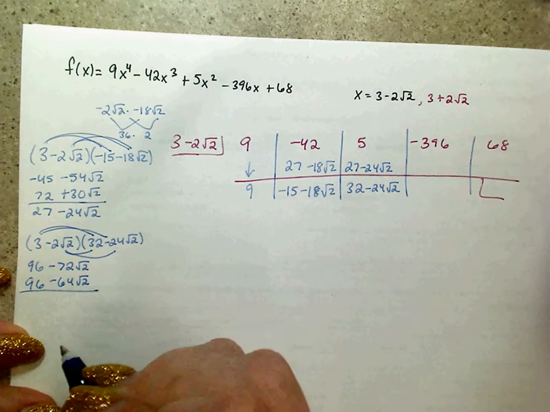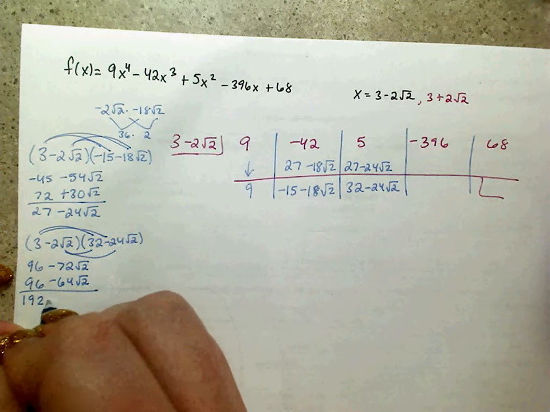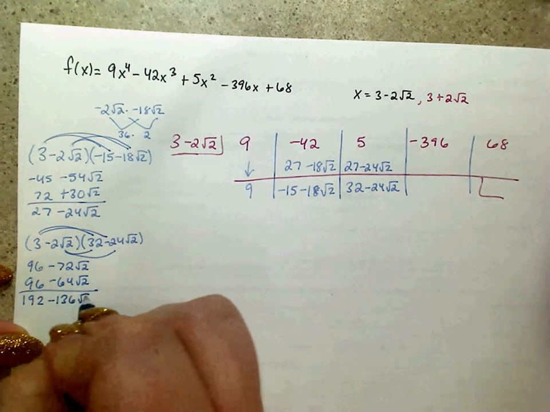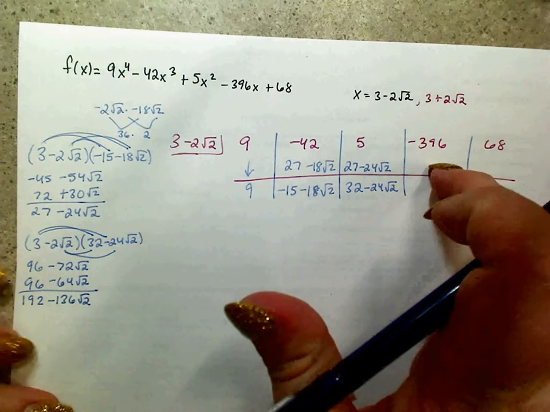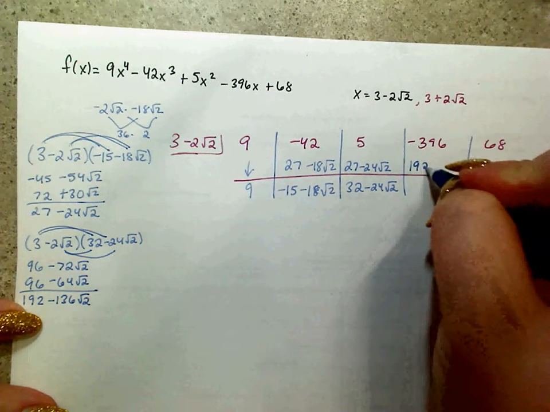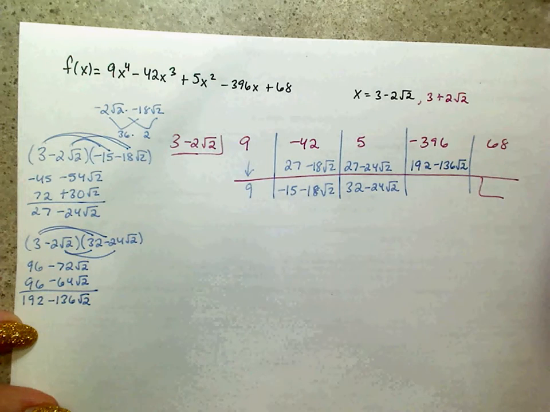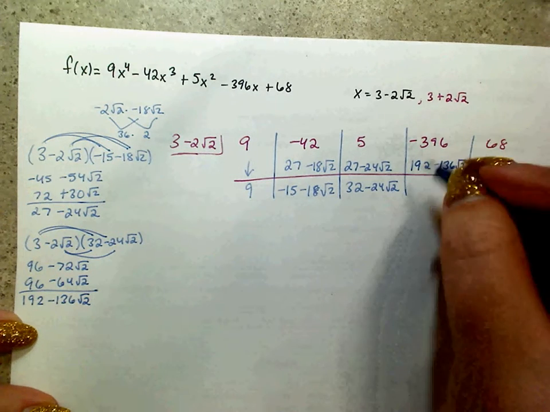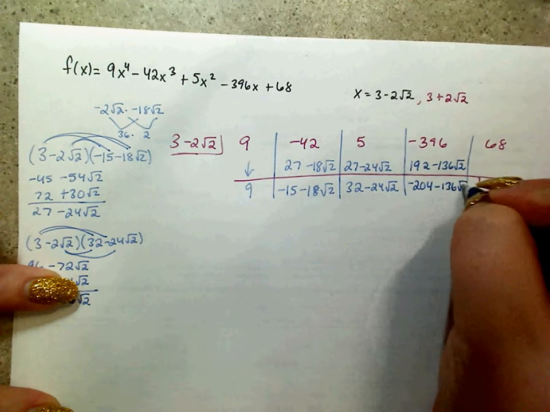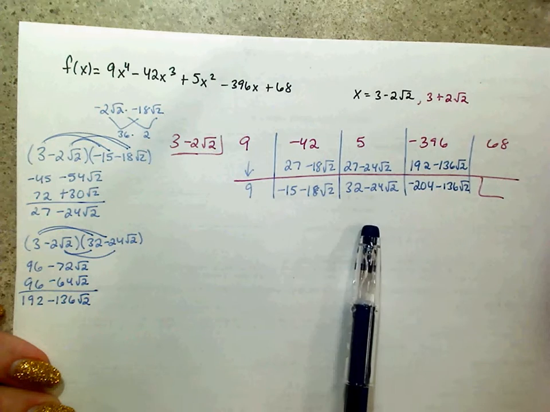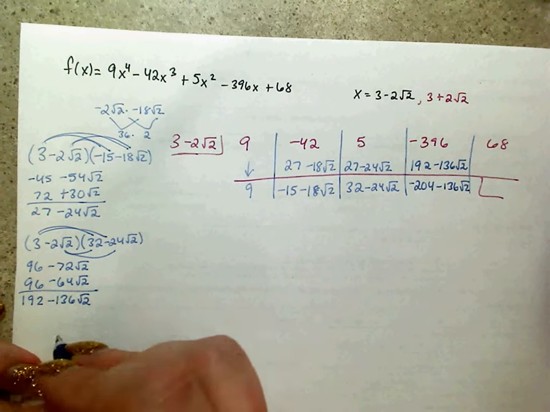Add them together. We get 192 and negative 136 square roots of 2. So this times this goes here, and that answer is 192 minus 136 square roots of 2. We add negative 396 plus 192 and get negative 204 minus 136 square roots of 2. One thing to remember is that the second time is always going to be easier, so this is the last time we have to distribute out the binomial times the binomial.